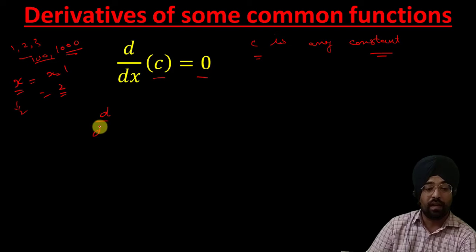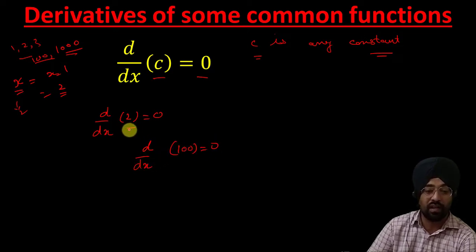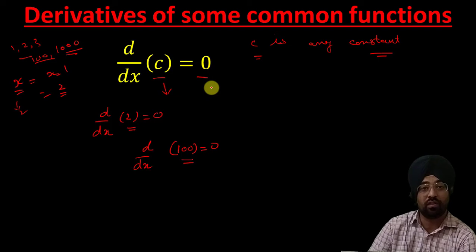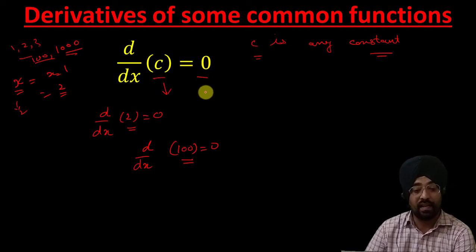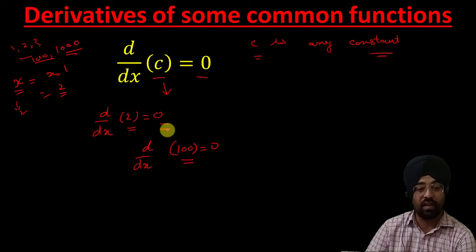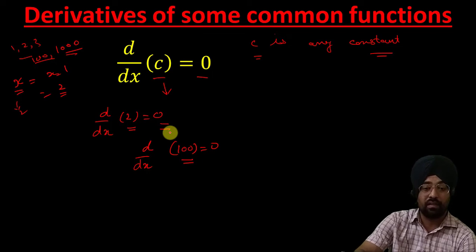Now derivative of 2 is 0. Derivative of 100 is also 0, because why? 2 is also a constant, 100 is also a constant. So whenever we have a constant, whose value does not change, then its derivative will be 0. So it is quite easy and quite helpful formula. So that's the second formula that we have done. Derivative of constant is 0.